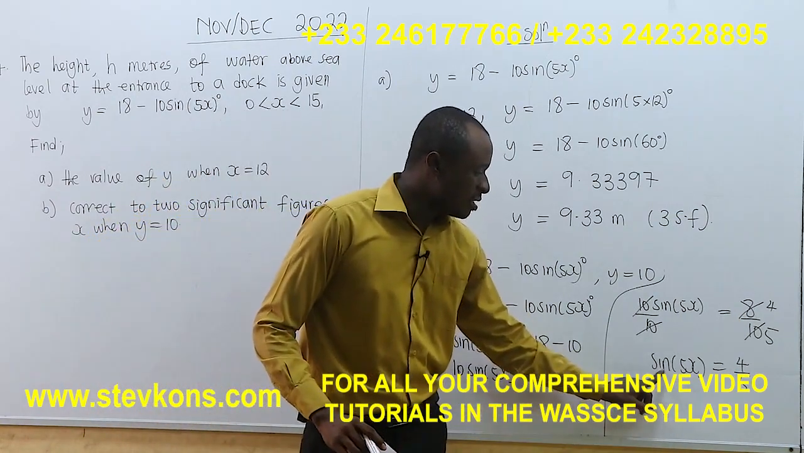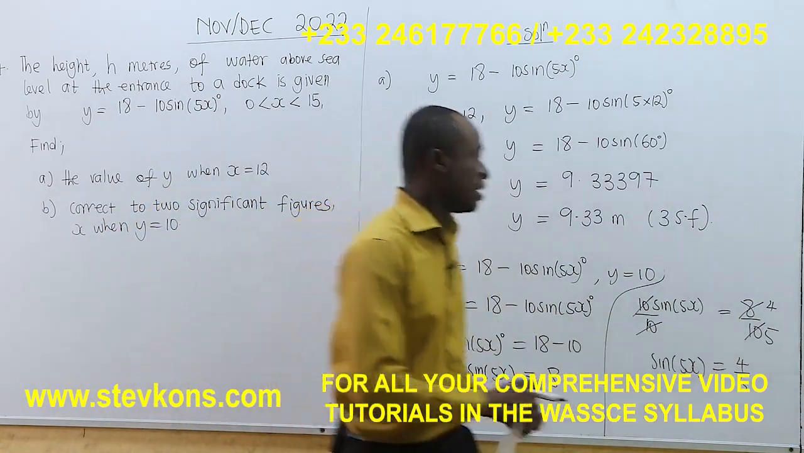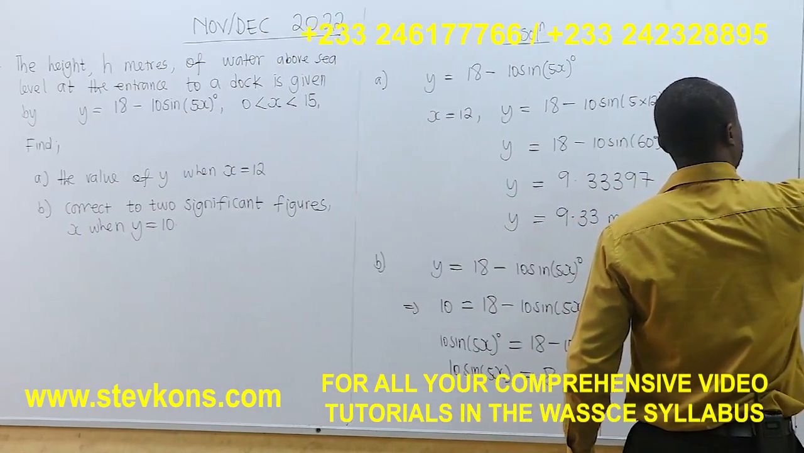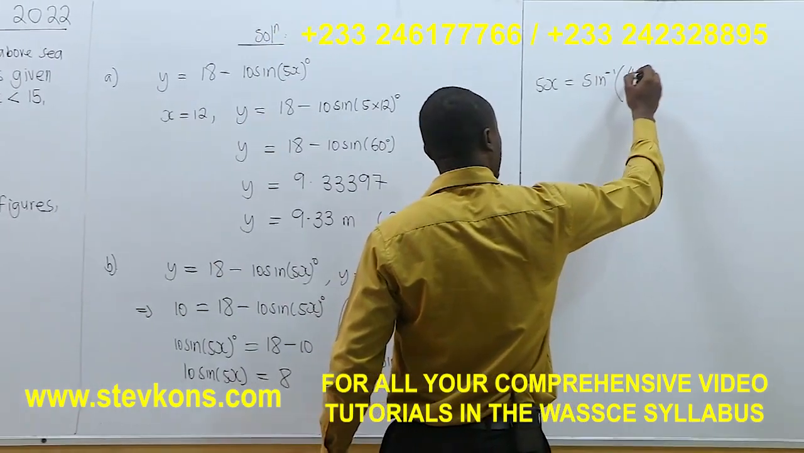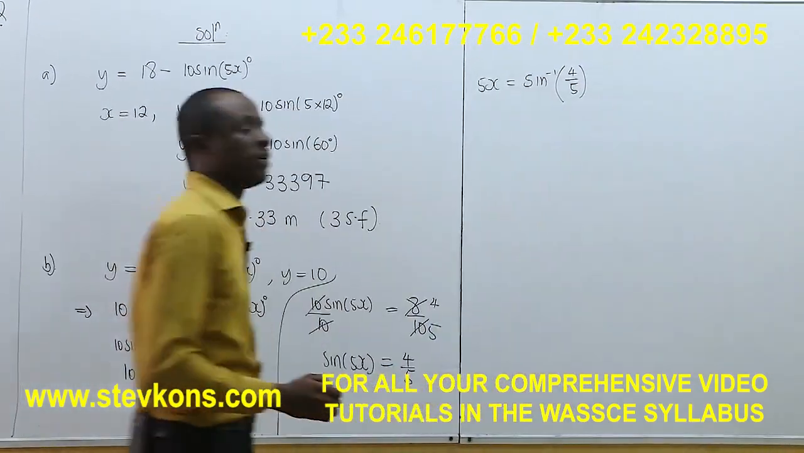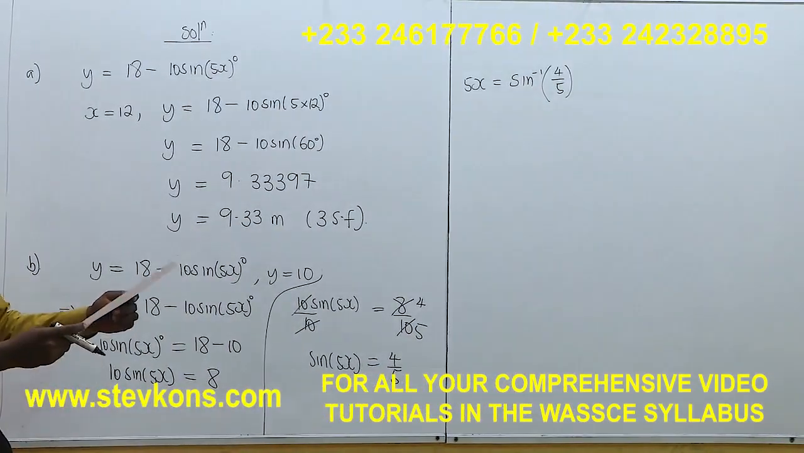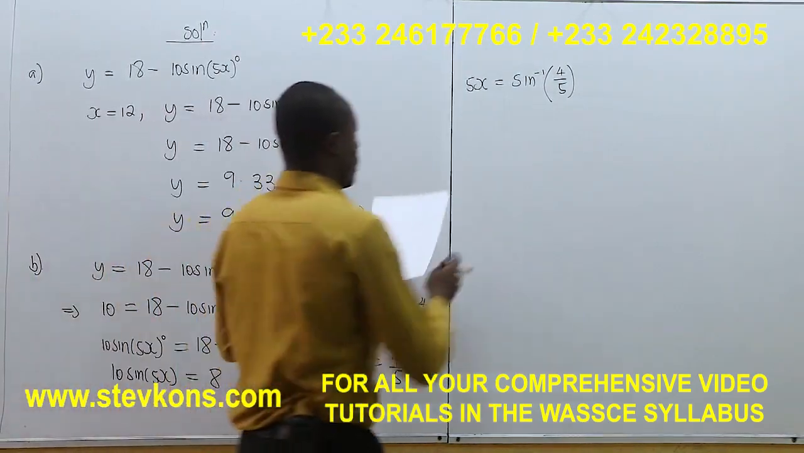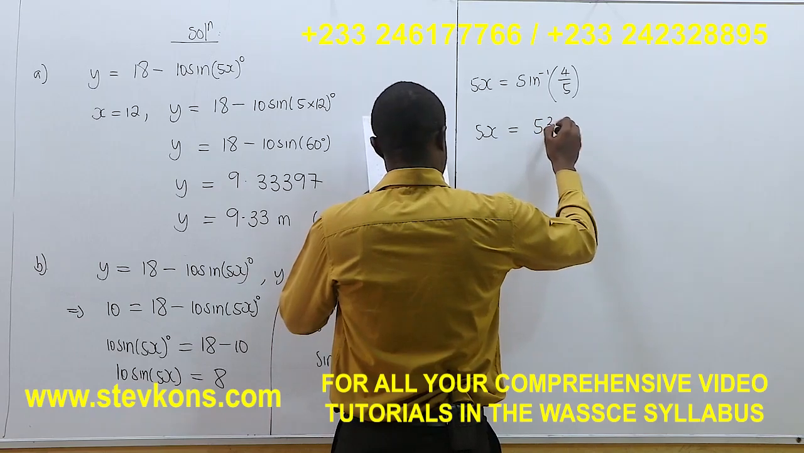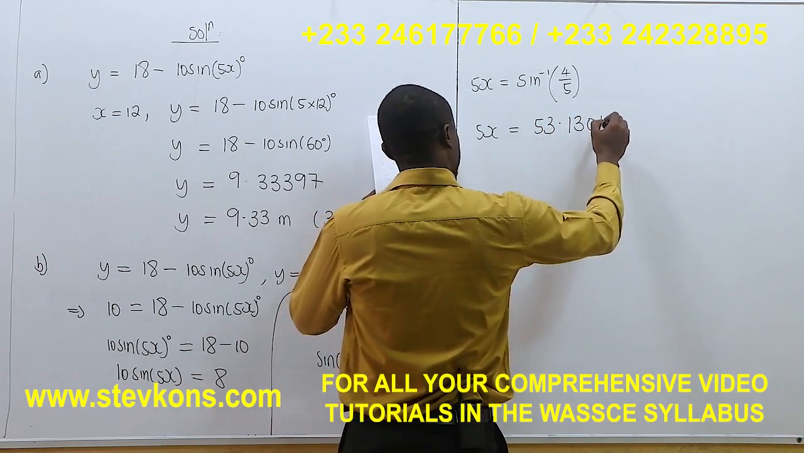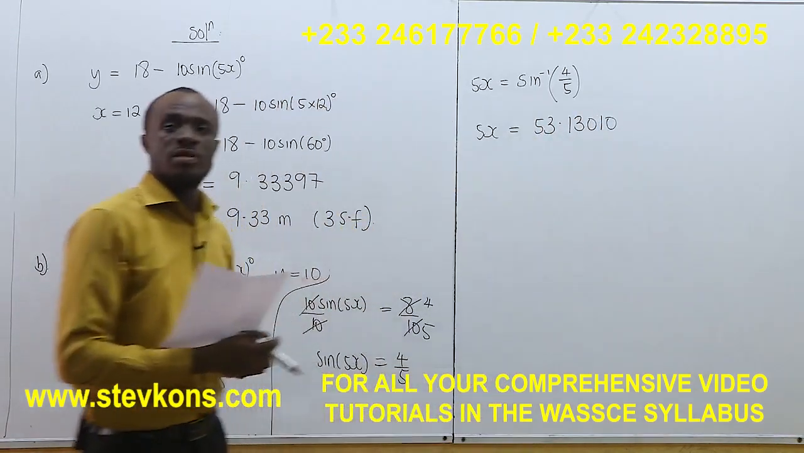We want to find x. So clearly, you have to take sine inverse of both sides. So we have 5x equal to sine inverse of 4 over 5. Now, what is sine inverse of 4 over 5? So we have our 5x to be equal to 53.13010. So you divide both sides by 5.